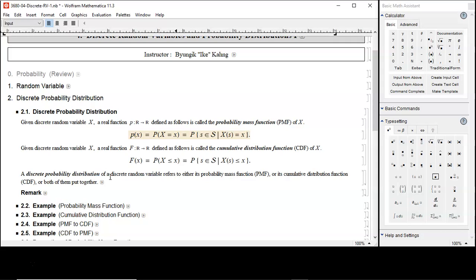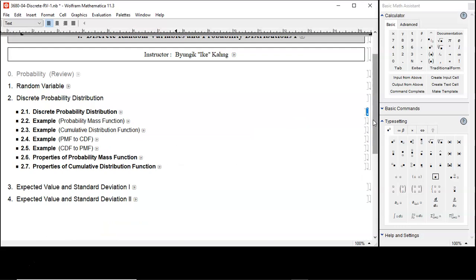So we can call the discrete probability distribution either PMF or CDF or both of them put together. So that is the answer to this question: what is a so-called discrete probability distribution?